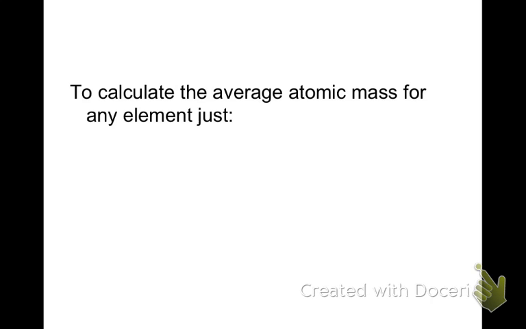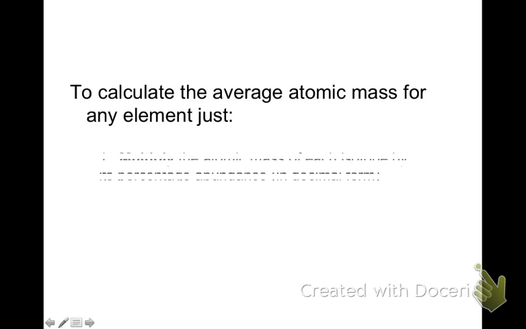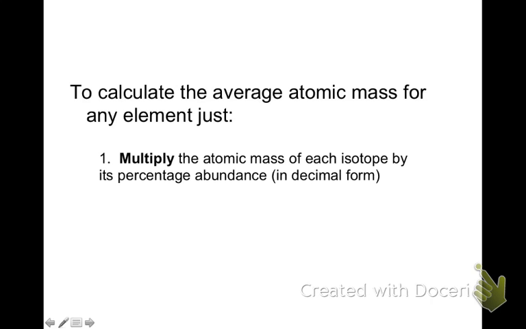So if you were asked to calculate the average atomic mass for any of those elements, you would have to just go through 3 steps. The first is that you're going to multiply the atomic mass of each isotope by its percent abundance, but you have to do it as a decimal. So remember, a percentage expressed as a decimal, you just divide by 100. So you're going to multiply the atomic mass by its percent abundance.